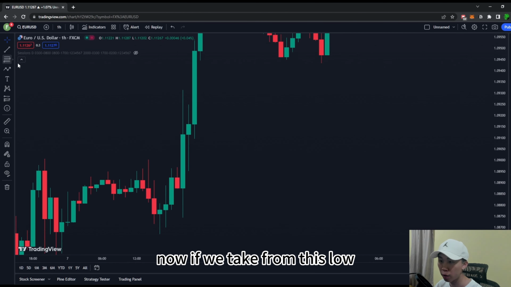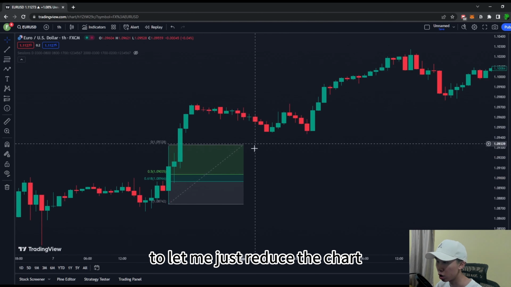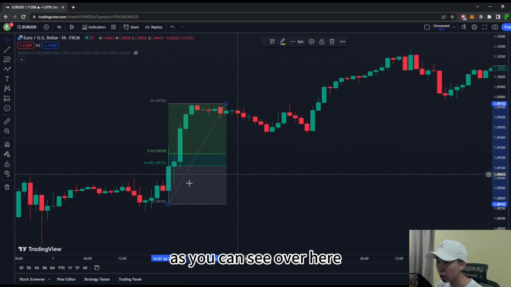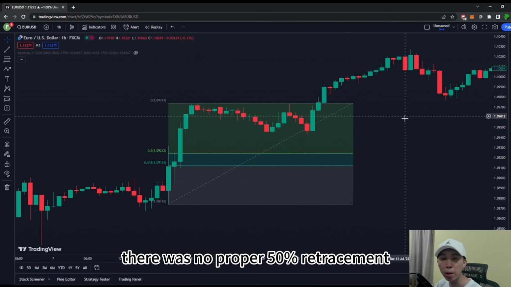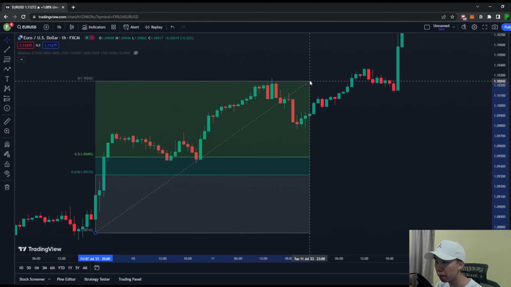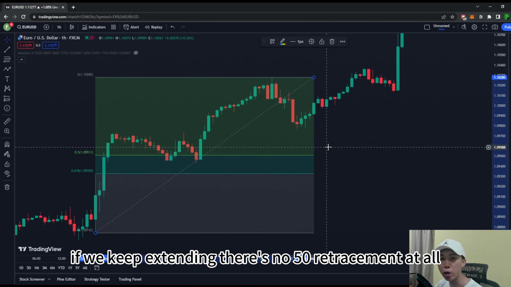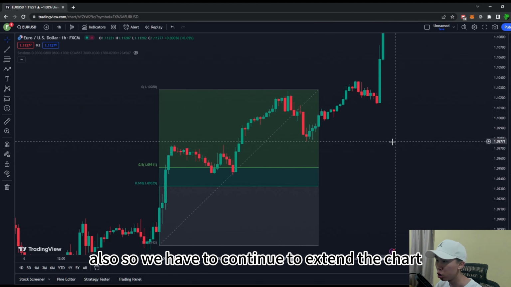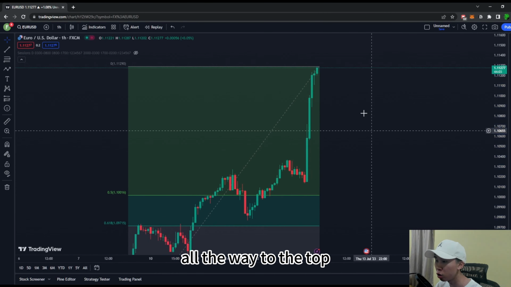Now if we take from this low to, let me just reduce the chart. As you can see over here, this low to this top, there was no proper 50% retracement. So that is when we have to keep extending. As you can see, if we keep extending, there's no 50% retracement at all also.